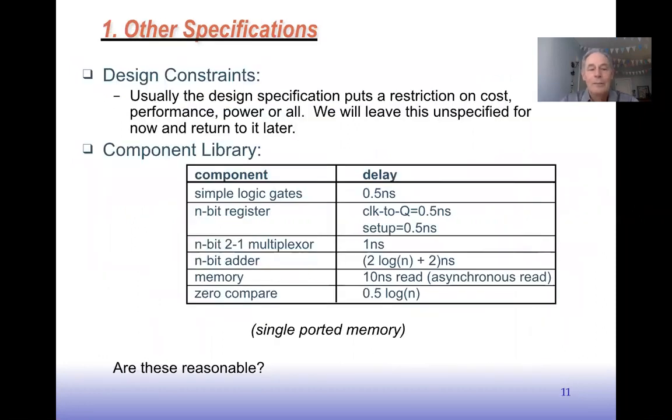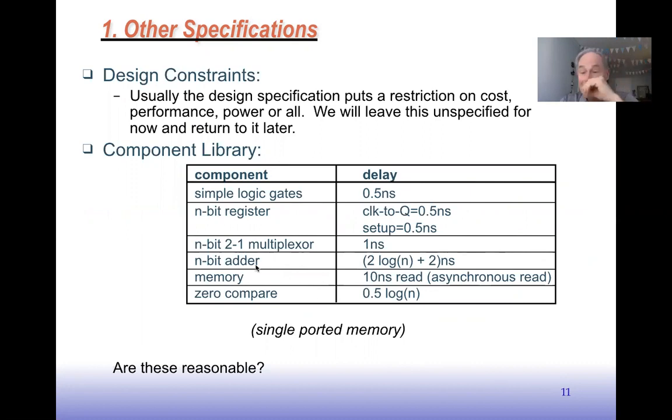Okay, other constraints. So that's the problem specification. The other thing is that in the real world, we would probably get some specification that puts a restriction on the cost and the performance and the power, or all of those. We're going to leave this unspecified for now. We'll return to this later.